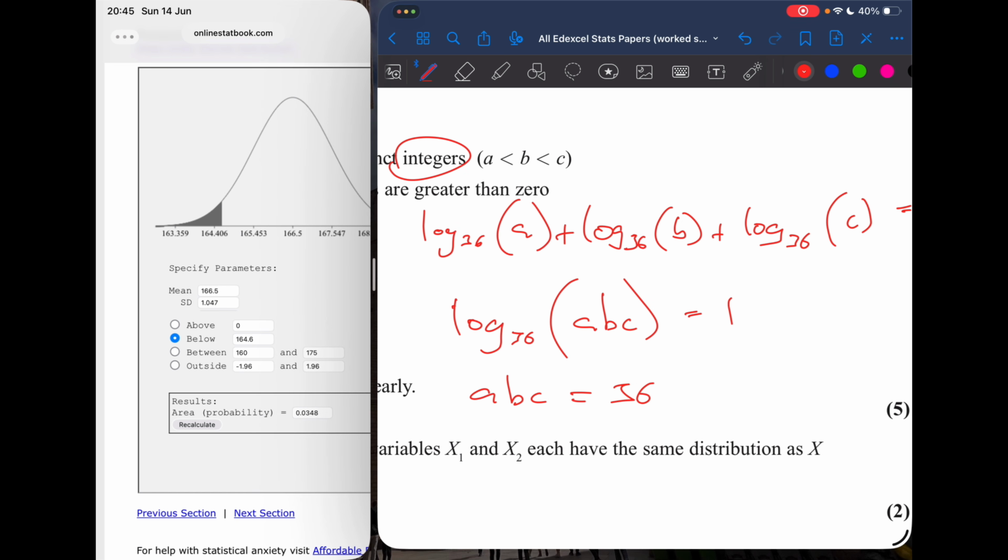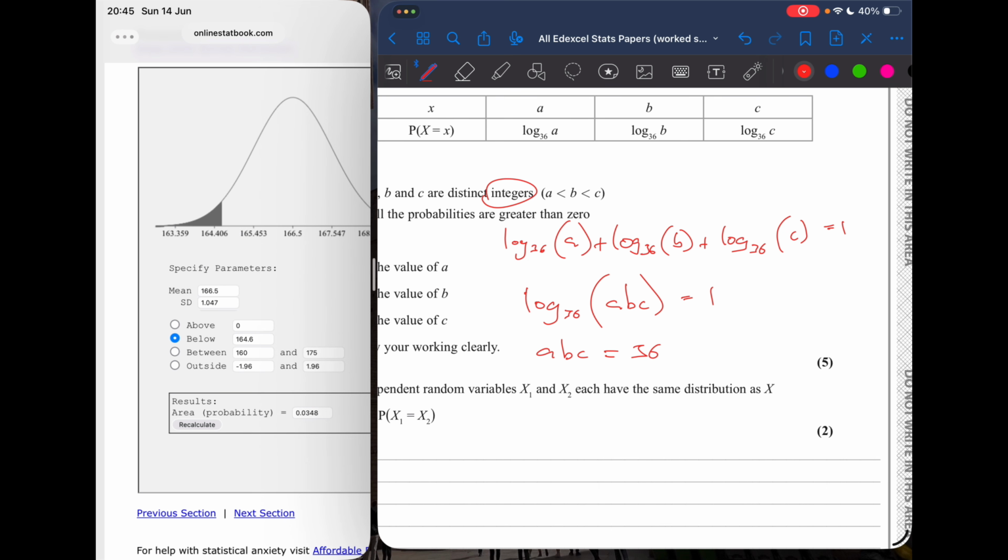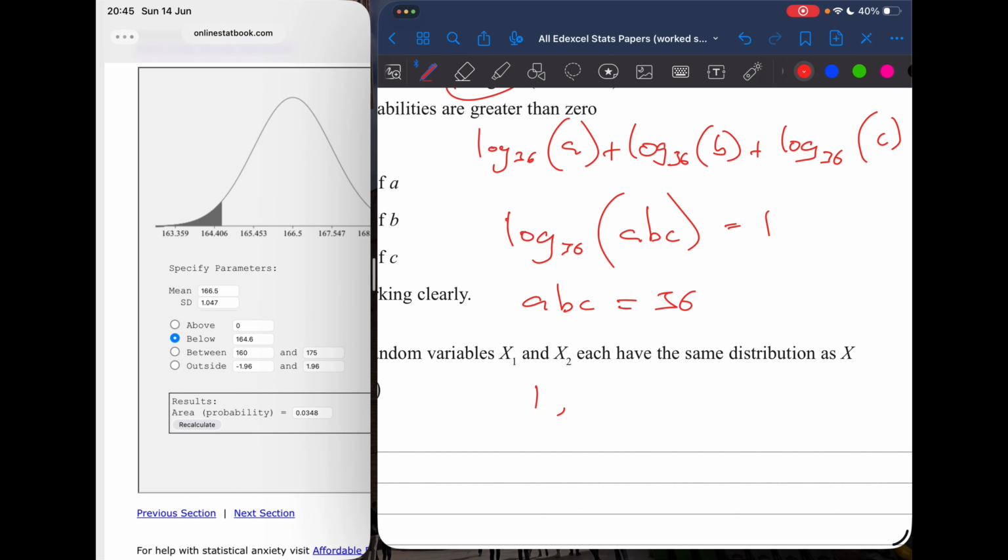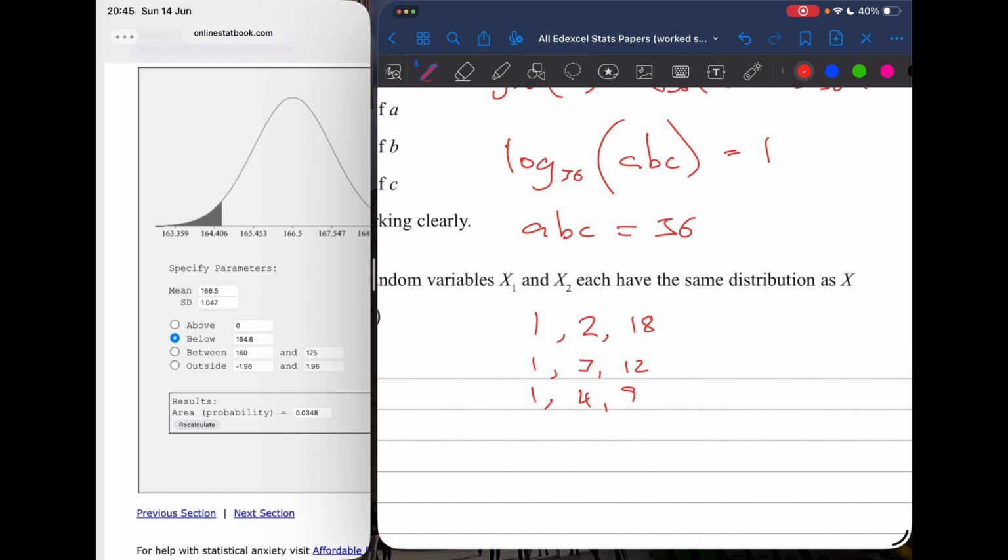They're all integers. And they're all different. So let's have a look at different ways that we can split up 36. We could write it with a 1 at the front, yeah? That's the smallest number. Can't have another 1 though, but we could have a 2 and an 18. We could have a 3 and a 12. A 1, a 4, and a 9. 1, 6, 6 isn't allowed, no, because you can't have 2 6s.